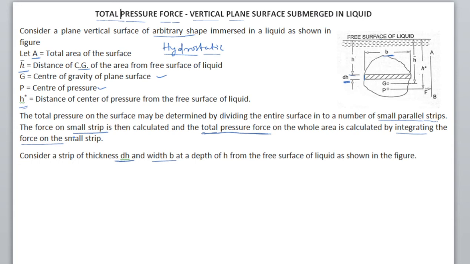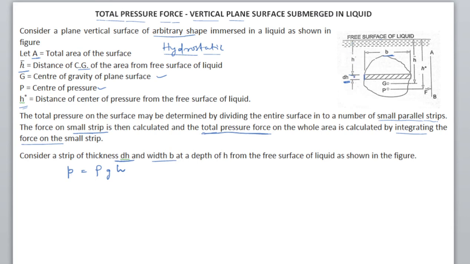First of all, we will see what the pressure intensity is. I am denoting pressure as small p. The pressure intensity on the elemental area, as we know, will be rho gh. This is the pressure intensity on the elemental area. I am denoting it as small p. p is the pressure intensity.